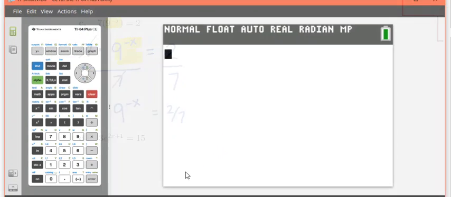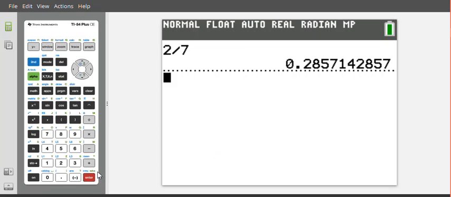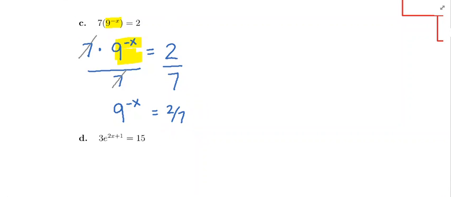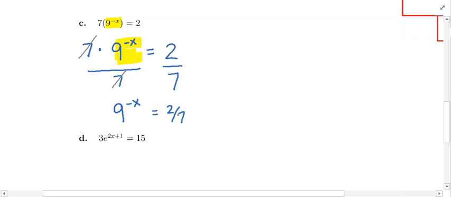When you look at 2/7 on your calculator, that's an ugly decimal. Just leave it as 2/7. All right, now the exponential piece is isolated. The base is 9 on the left. The base on the right is 2/7 because that's what's being raised to the first power. There's no way I can make the bases the same. So when you have an exponential equation and you cannot make the bases the same, you need to involve logarithms. You can only take the logarithm once the exponential piece is isolated, and it is.